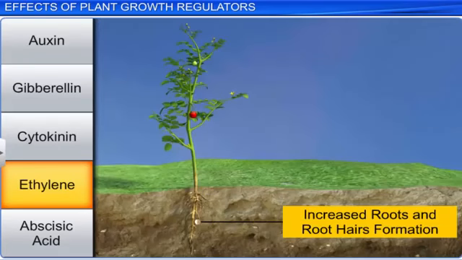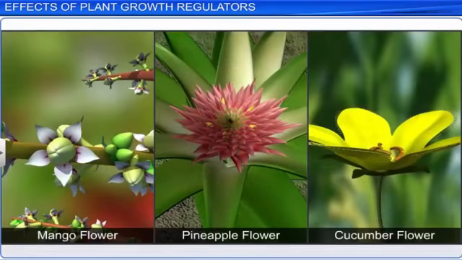It also promotes root and root hair formation, thus helping the plants increase their absorption surface. It initiates flowering in some plants such as mango, pineapple, and cucumber, thus increasing their yield.